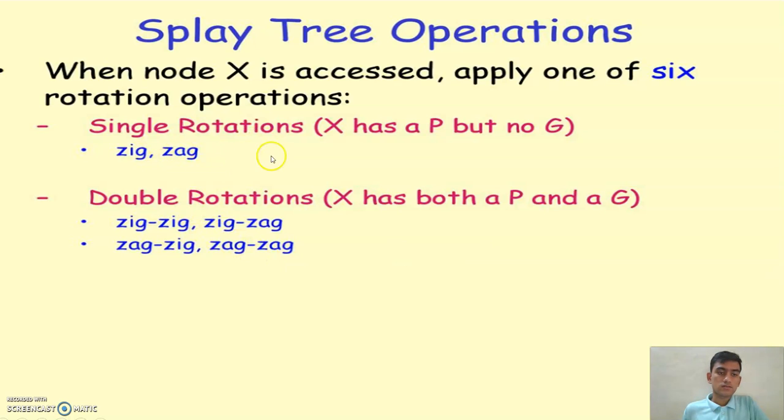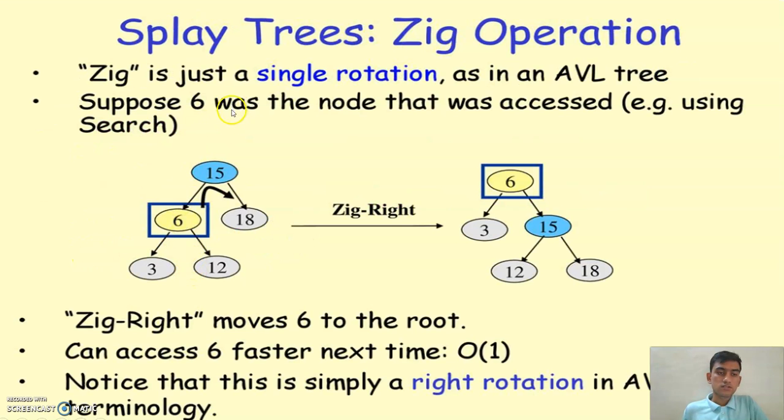If it is a single rotation, X has P but not G. This is zig and zag. Double rotation is where X has both a parent P and a grandparent G, in which we perform the operations zig-zig, zig-zag, zag-zig, zag-zag. So we will now see the zig operation.